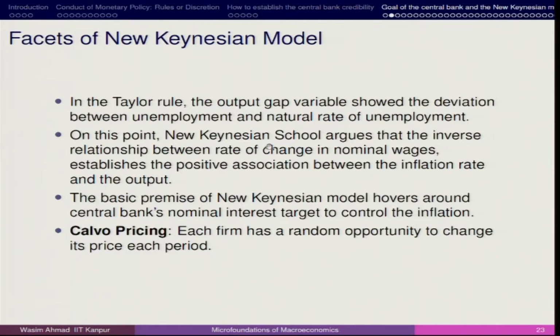On this point, the new Keynesian school of thought argues that there is an inverse relationship between the rate of change in nominal wages and the unemployment, and establishes the positive association between inflation rate and the output. If you have the inverse relationship, it shows a negative relationship between the two. During the 1950s, A.W. Phillips had given this idea that there is an inverse relationship between the nominal wages and unemployment.